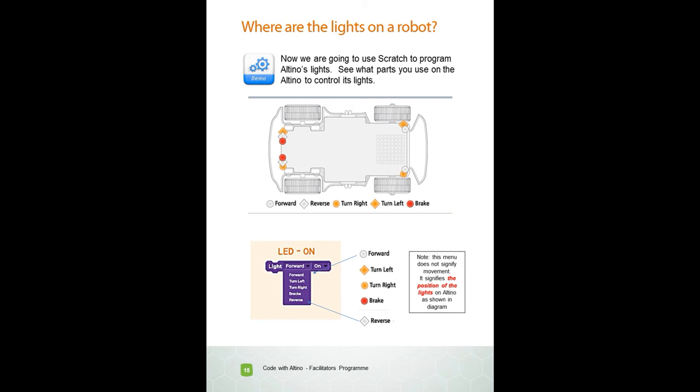So here is an example of just a basic demonstration. This is in the second module, I think, of the Scratch program. Where are the lights on a robot? So you can say, now we're going to use Scratch to program Altino's lights. You can use that to show the students where the lights are positioned on Altino. And see how it is quite specific about you talking about where the position of the lights are on Altino.